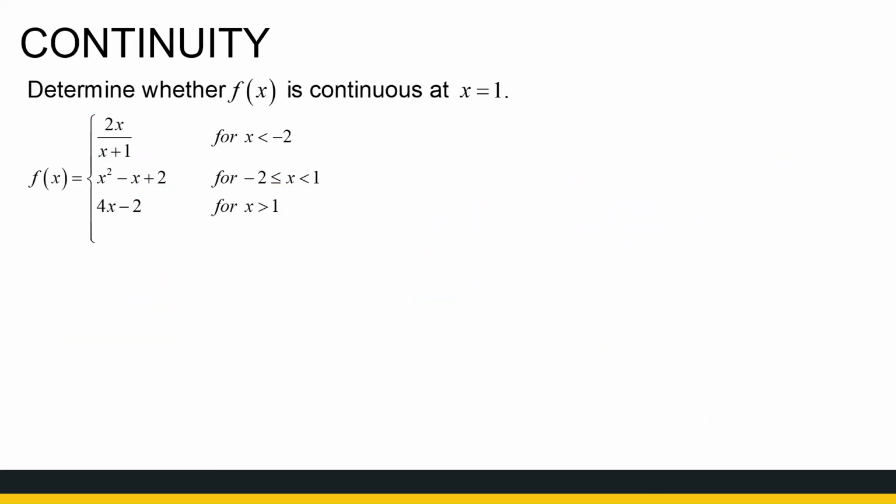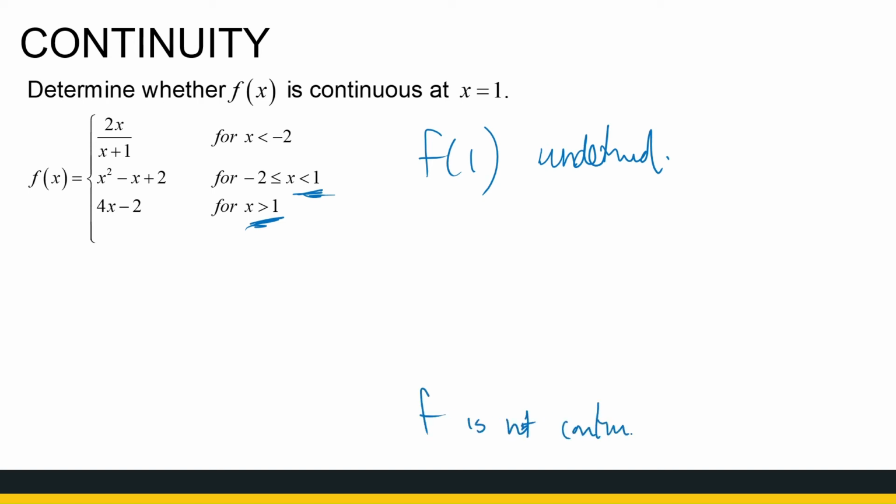All right, so let's look at this one. Same function, what happens where x is equal to 1? Now, the first step is finding f of 1. Well, x is not equal to 1 anywhere. 1 is not in the domain of the function. So f of 1 is undefined. We can stop right there and see, well, f of 1 is undefined. It doesn't exist. So f cannot be continuous at x equal to 1.